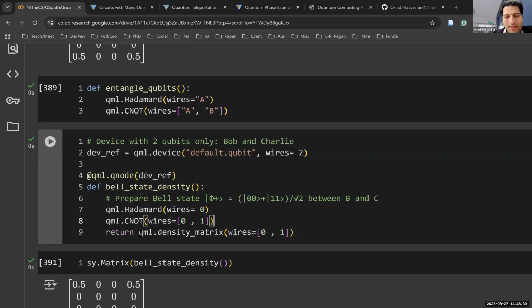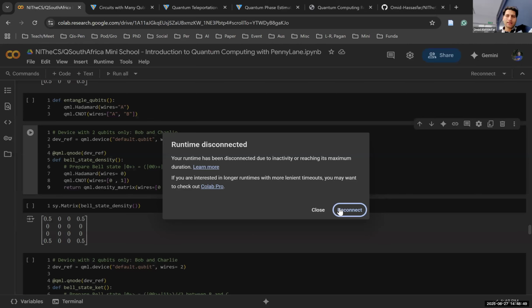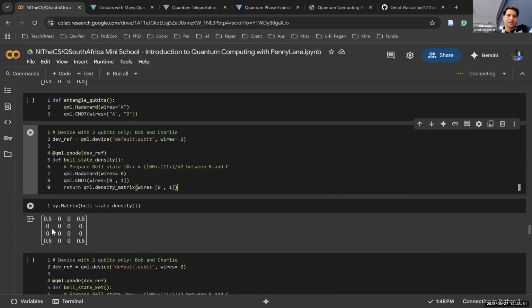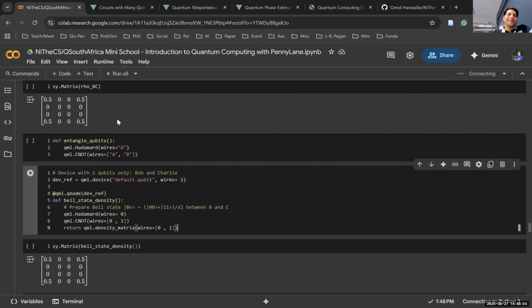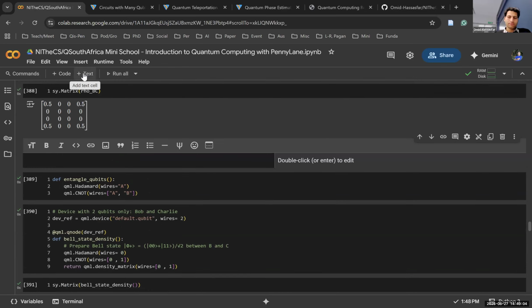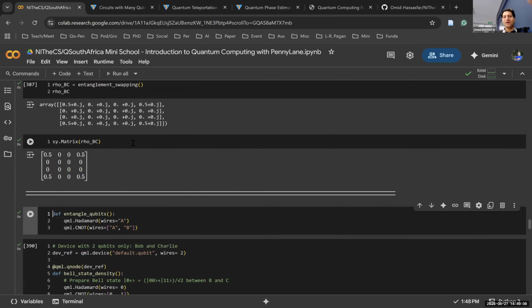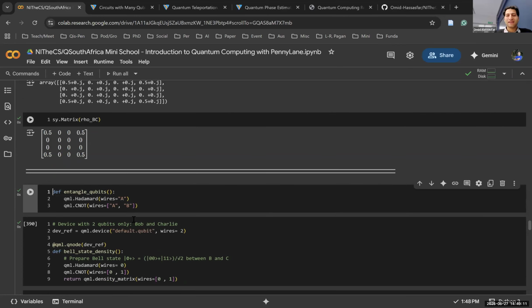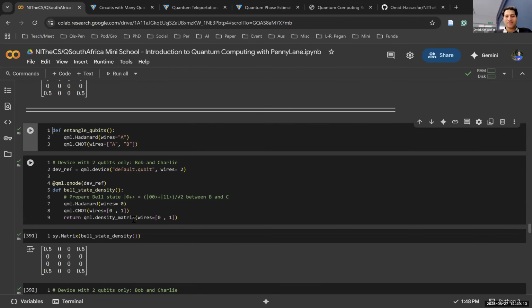You can still get the density matrix as a return of your function. If you check this, you will see that this is exactly the density matrix of the joint Bob and Charlie state. So maybe I can add something here to separate it. This is not related to the above. I just created a standard maximally mixed state.